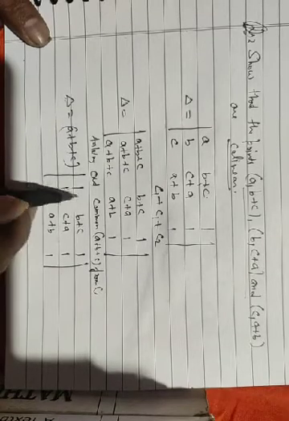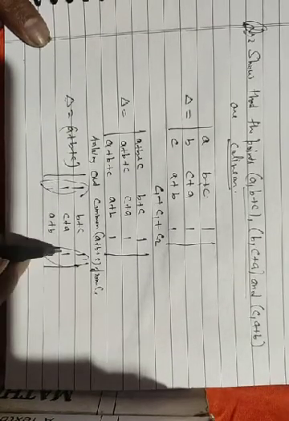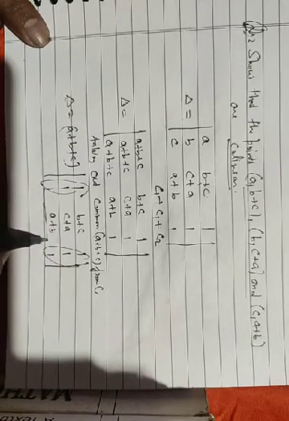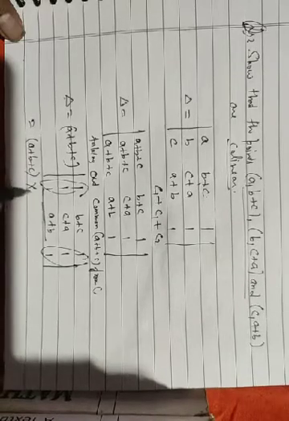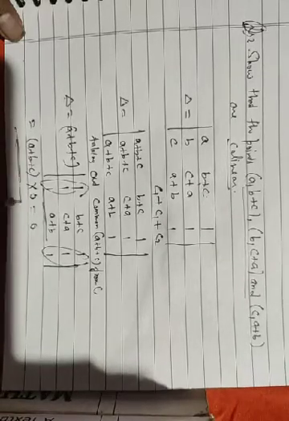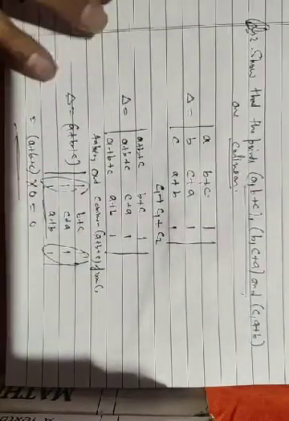Now what do we see? Our C1 and C3 are identical. When any two rows or two columns are identical, the value of the determinant is 0. Then a plus b plus c into 0 equals 0. That means the given three points are collinear. Now we proceed to our next problem.